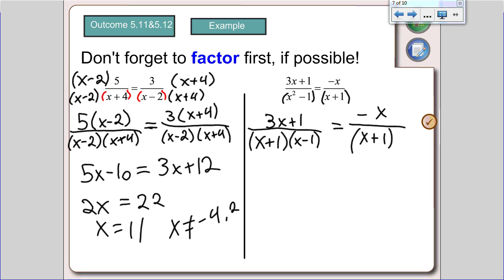You see what I'm saying? So that's why that runs into trouble. Factor first, save yourself later. That's the lesson in this.